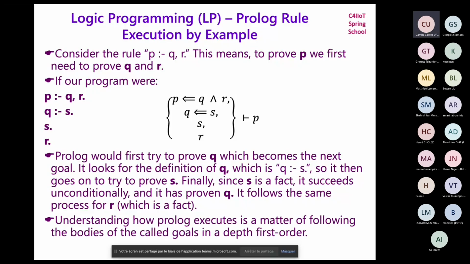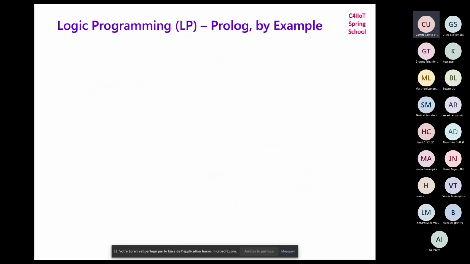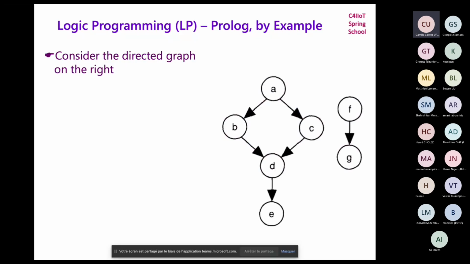So understanding how this executes and how it works is really a matter of thinking that it executes things in order and then dives down depth first and then goes back up and continues proving down the tree. And I'll do a simple example so we can close off Prolog, because even though it's intimidating, it's a very simple language. So think of the following graph, a very simple directed graph we all know.